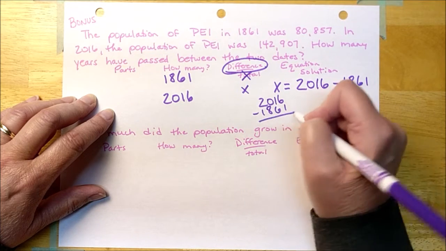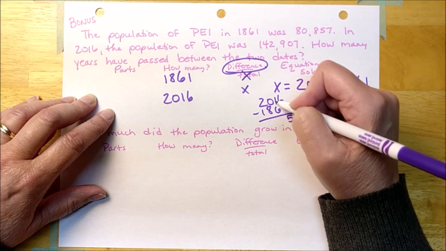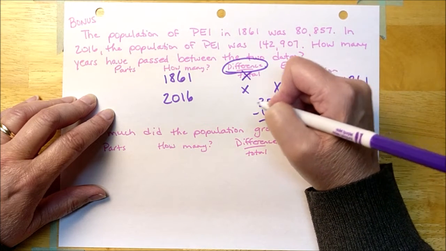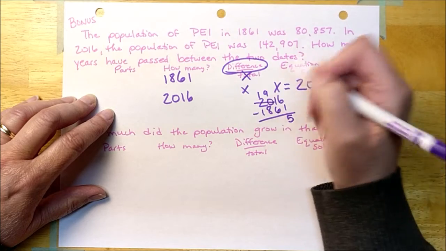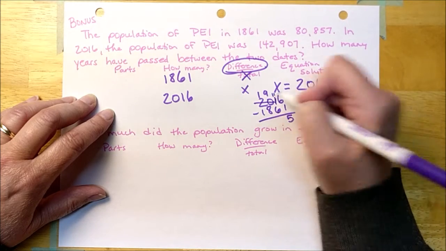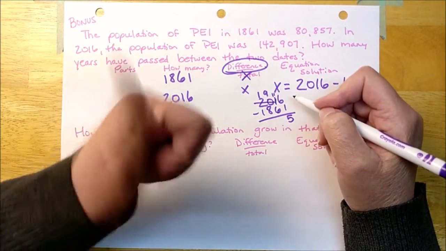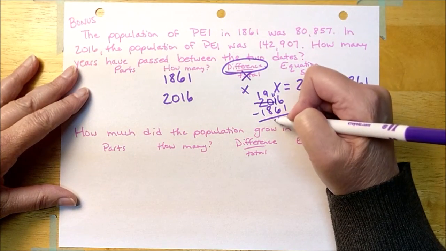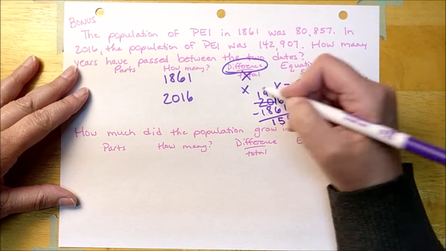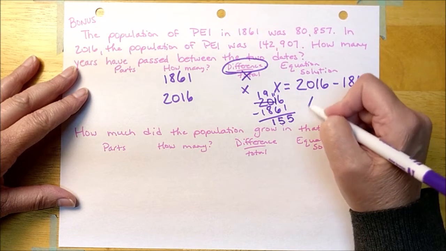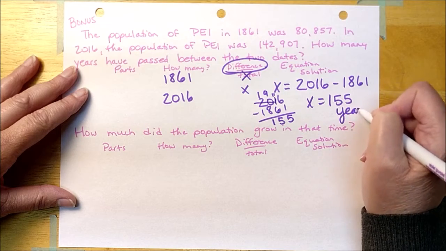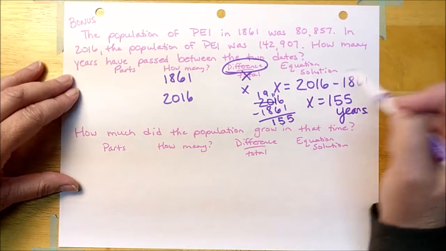61. 6 minus 1 is 5. 1 minus 6 I cannot do. Can't take away from that, so I'm going to cross those out, and that becomes a 19. Now I can make that 11. 11 minus 6, 7, 8, 9, 10, 11 is a 5. 9 take away 8 is 1, and okay. So x equals 155 years. So how much time has passed?